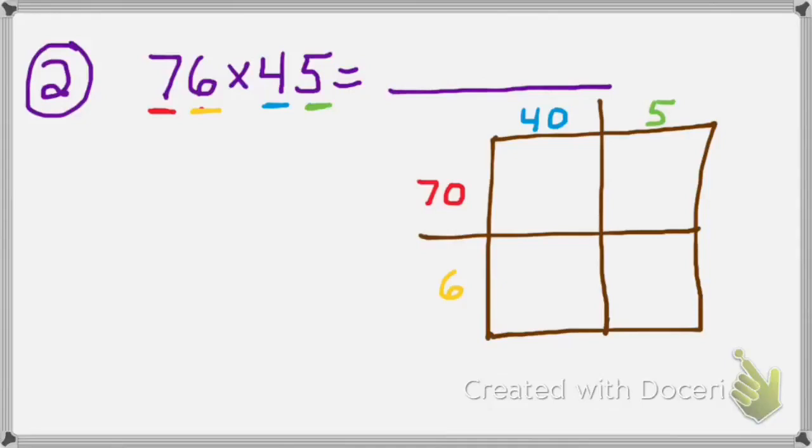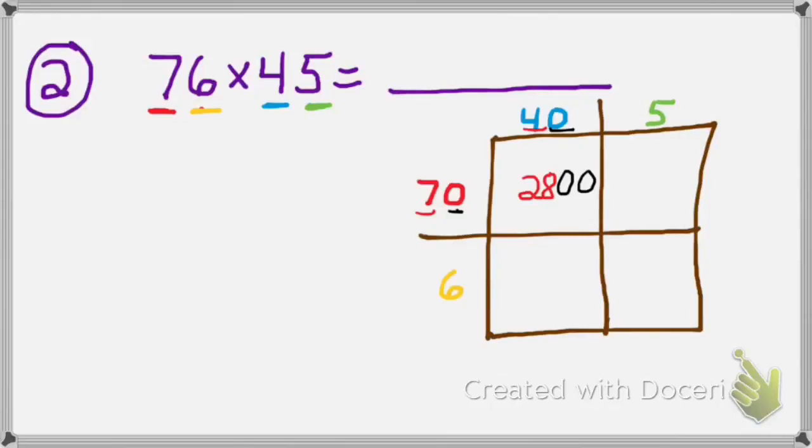Now I'm ready to solve for the first box on the top left-hand side. I see a place value 0 in the 70 and a place value 0 in the 40. So I'll write down my two place value zeros, and now I'll multiply. 7 times 4 equals 28. Put down the 8 and the 2. Let's move to the box underneath it.